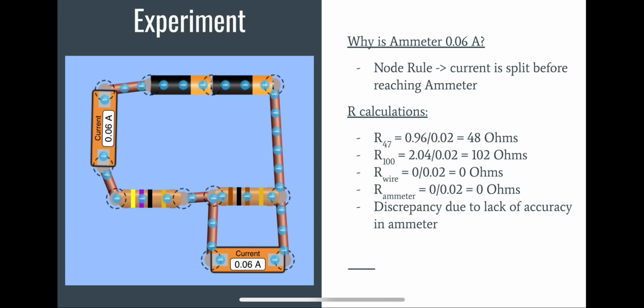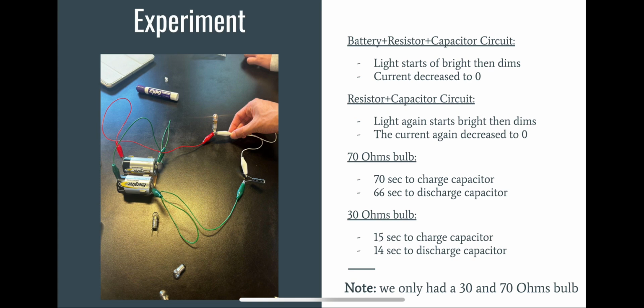For the resistance calculations, we see that the resistance calculated for the 47 ohm and 100 ohm resistors is slightly higher than its actual value. This discrepancy is due to the lack of accuracy in the ammeters and not being able to measure the exact current properly. The second part of our lab was conducted in person with real circuits.